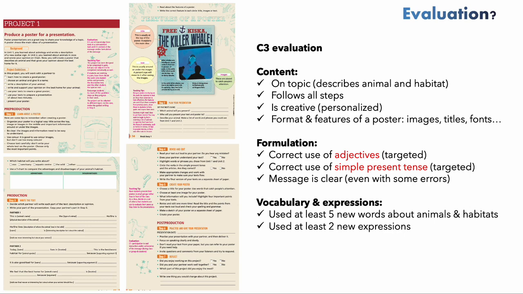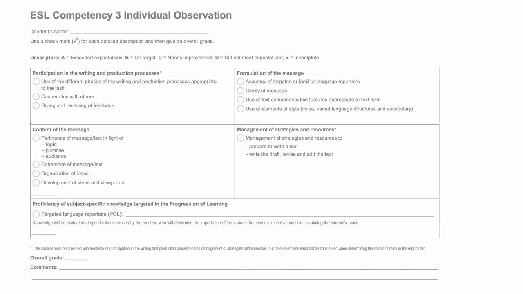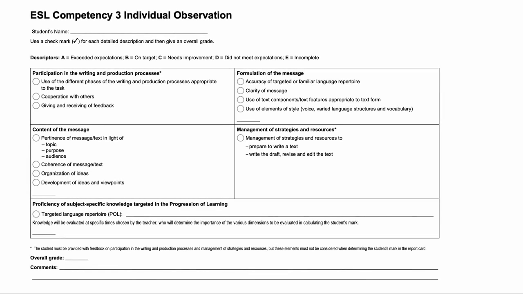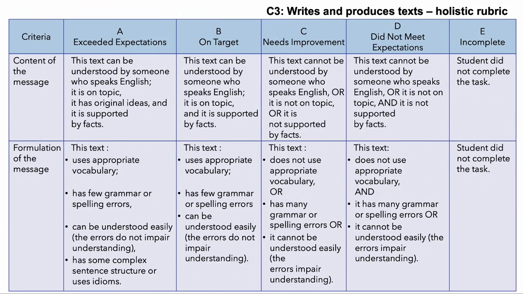So I'm going to conclude this video just by looking at some of the evaluation tools that we can use. Whenever you're doing something more complicated, like the full-on writing process or production process, it's good to have some helpful evaluation tools. This is one that's like a checklist. So you can give this to a student when they're handing in a project or a writing process. If you like checklists, if you want to just give A's, B's, and C's, you can see that the formulation is there, the content of the message is there. And the progression of learning, so the targeted language repertoire, so vocabulary and expressions.